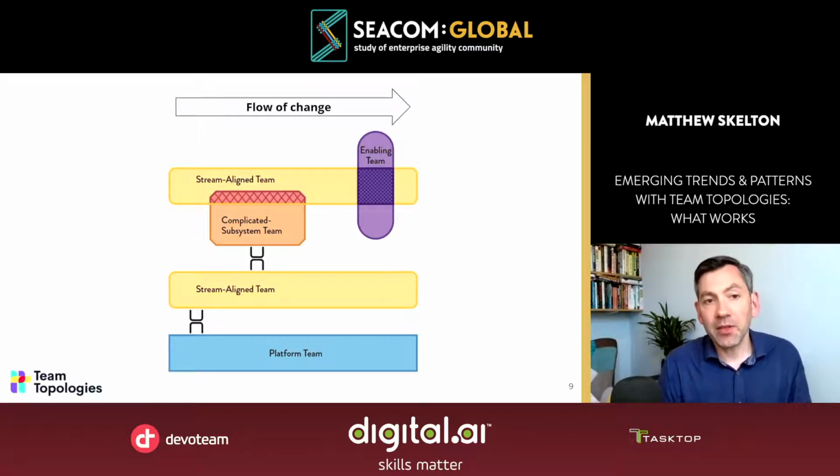This particular diagram is showing we've got 2 Streamlined teams in yellow. We've got a platform team at the bottom in blue. We've got a complicated subsystem team in orange towards the middle of the diagram. And we've also got an enabling team towards the top right. So what's happening here? The Streamlined team at the top of the diagram in yellow is working on some product or feature. They're currently receiving some facilitation from an enabling team.